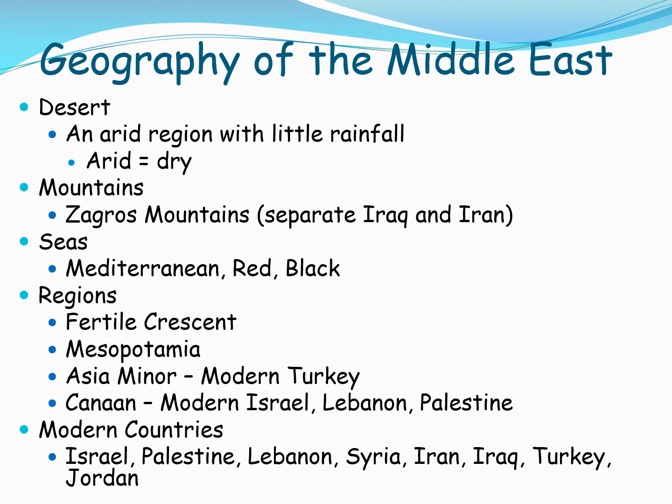We've got Asia Minor. We also call it Anatolia, which is modern day Turkey. That's the land that the Hittites were from. We've got Canaan on the Mediterranean coast. We'll be spending time talking about Canaan today and next class. And we've got modern day Israel, Lebanon, and Palestine there. And the Middle East is made up of countries like Israel, Palestine, Lebanon, Syria, Iran, Iraq, Turkey, and Jordan.